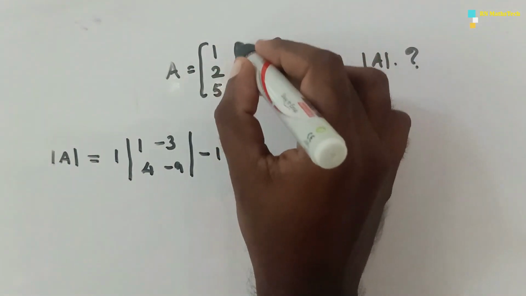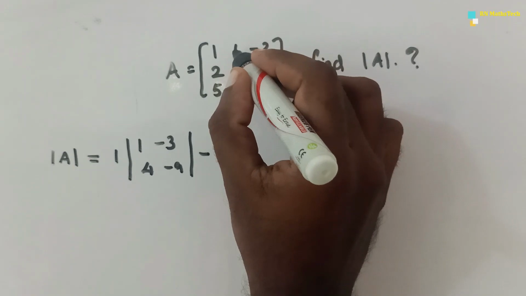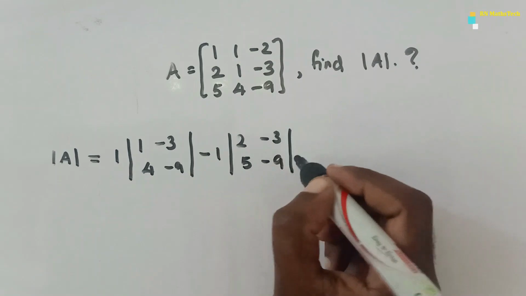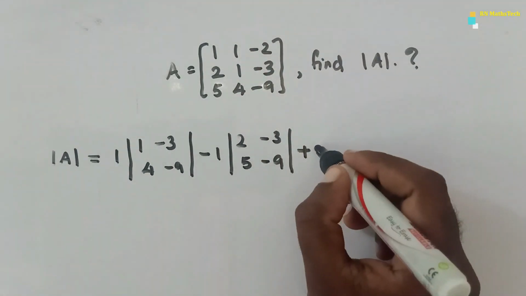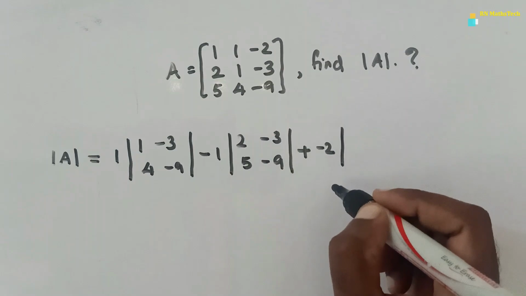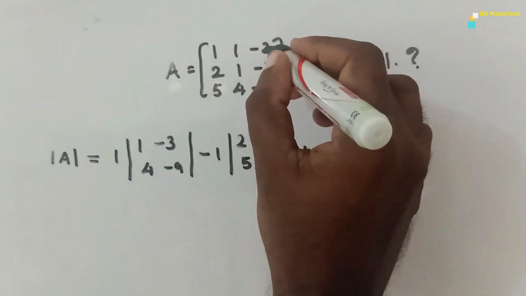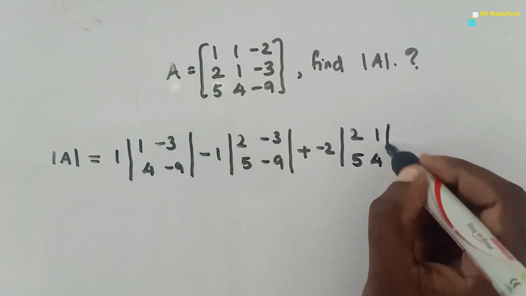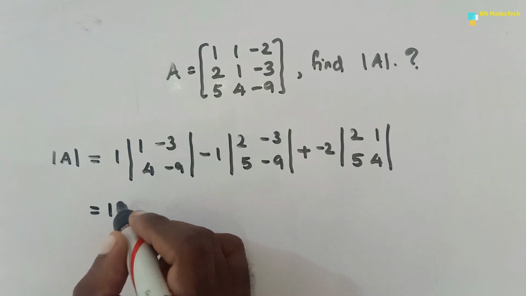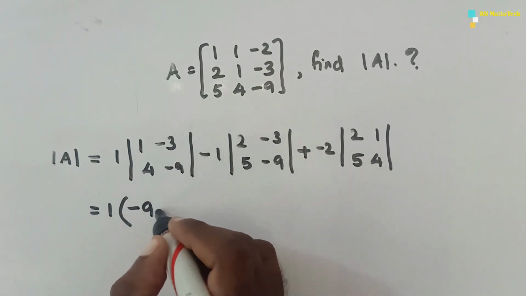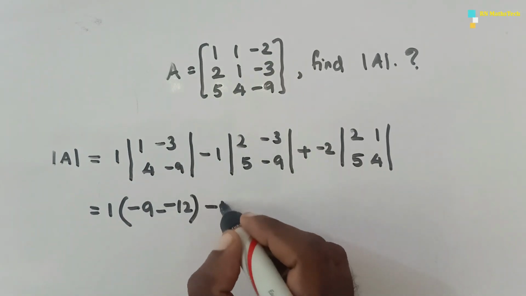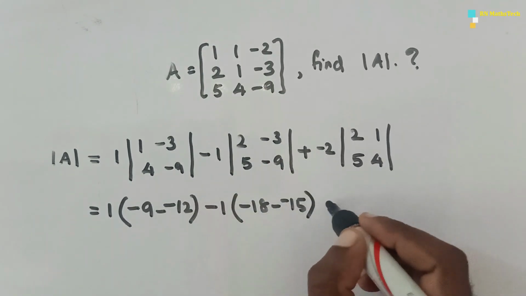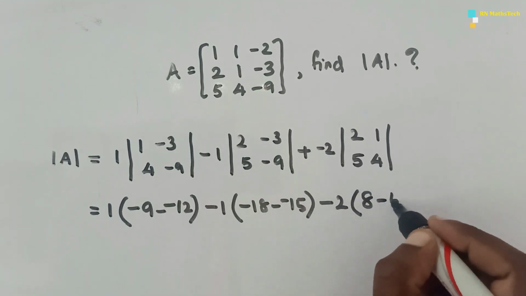deleting the first row and second column, the row containing the element and the column containing the element. So 2 minus 3, 5 minus 9, plus third element is minus 2 into the element containing first minus 2, that is first row, last column. So 2 1 5 4. Okay, so which is equal to 1 into, which is minus 9 minus minus 12, minus 1 into minus 18 minus minus 15, minus 2 into 8 minus 5.